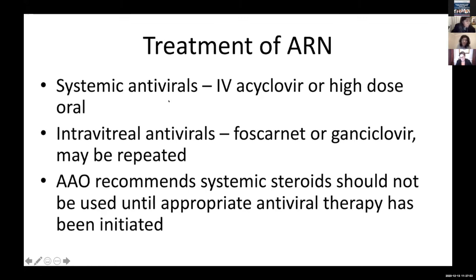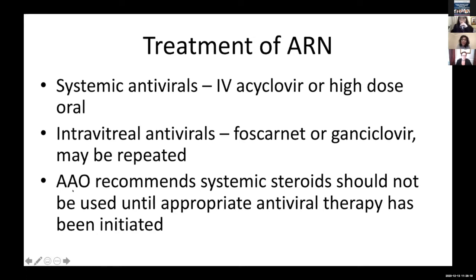Intravitreal antivirals, there's not a clinical trial showing that they are of added benefit, but there are a number of studies showing that injections and even repeating them may be of benefit. And that can be with foscarnet or again acyclovir. And those can be repeated even every few days until the situation stabilizes or the retinitis is under control.